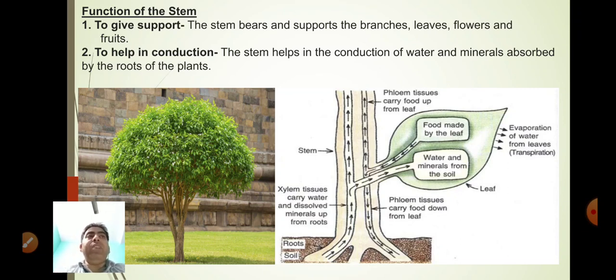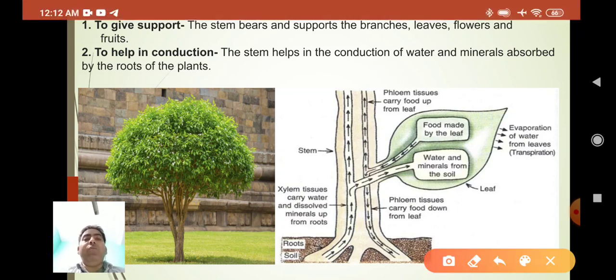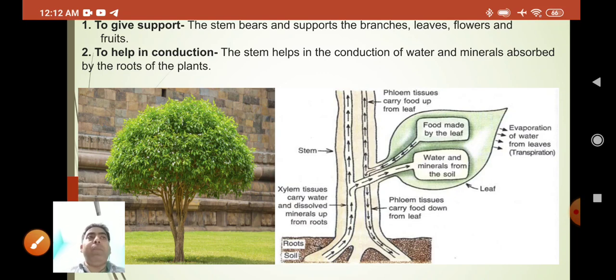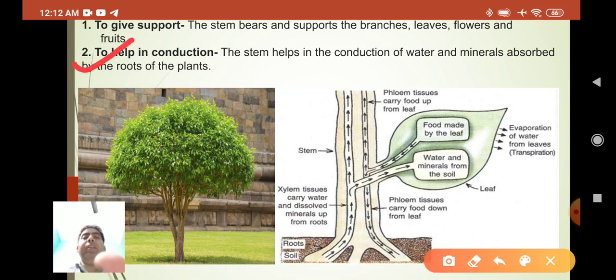The leaves are arranged on the stem in such a way that they get proper sunlight for preparing their food. That is called photosynthesis. You can see here the leaves are everywhere. The leaves will get the sunlight. Why do they need sunlight? To prepare the food with the help of photosynthesis. The next function is to help in conduction.